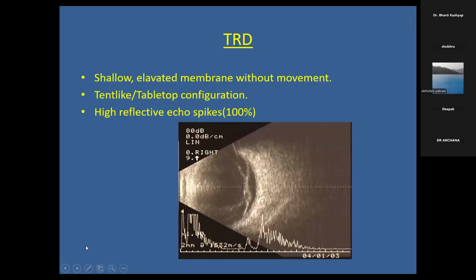Whenever we ask the patient to move their eyeball, keeping their eyes closed, the movement of these membranes is restricted, and they don't have an undulating movement, which I'll be discussing in another pathology. This is a tractional retinal detachment, generally found in diabetic or severe diabetic retinopathy patients, where the membranes also don't have too much after movement, but the appearance of the membranes is tent-like or tabletop configuration. They also give high reflective echo spikes, which generally persist even with lower gains.